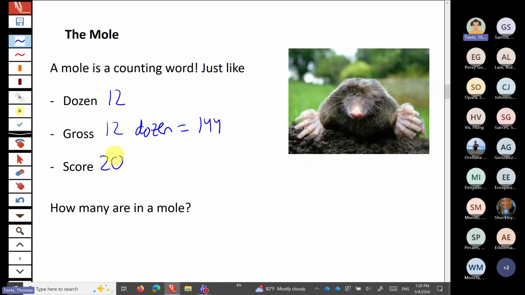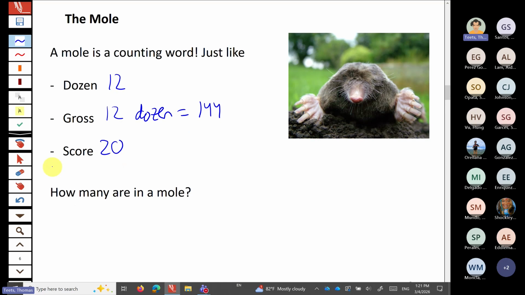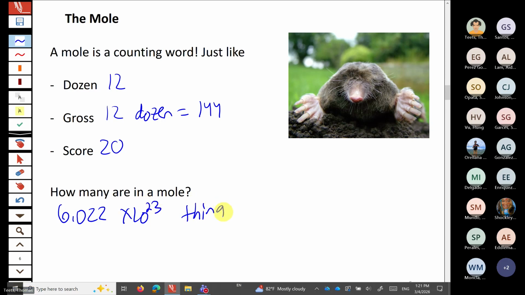So those are counting words, where it's a stated word that tells you how many of something you have. And mole is exactly the same. It's a counting word that tells you how many things you have in 1 mole of that material. Now the number that's associated with the mole is quite large, 6.022 times 10 to the 23rd things in 1 mole.